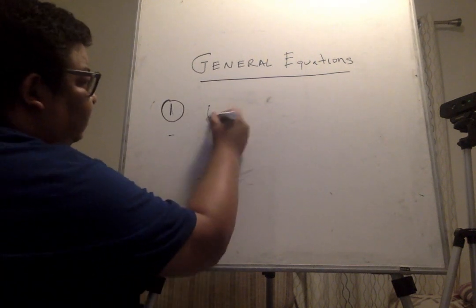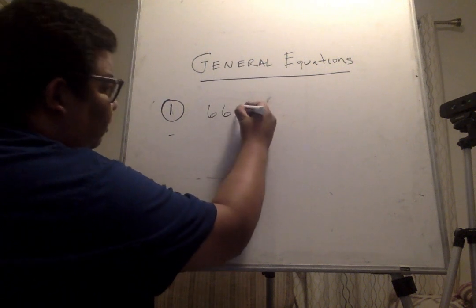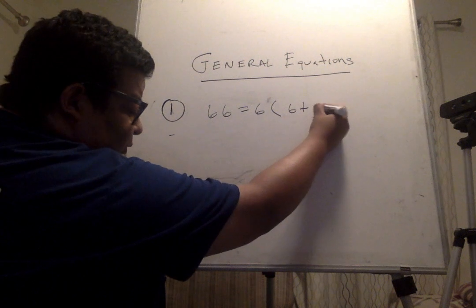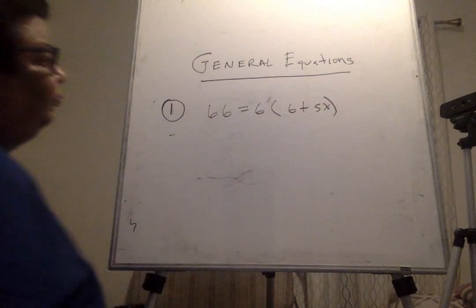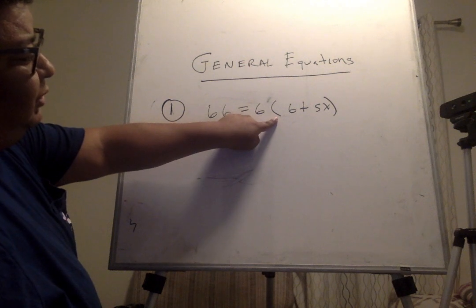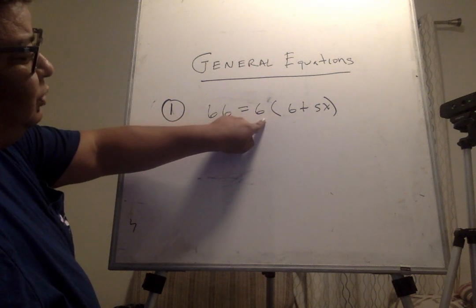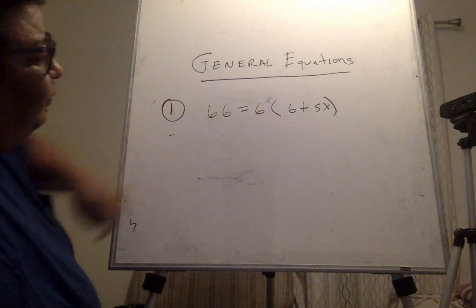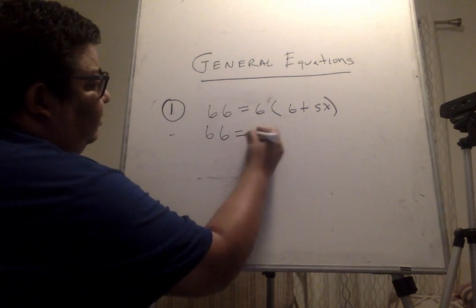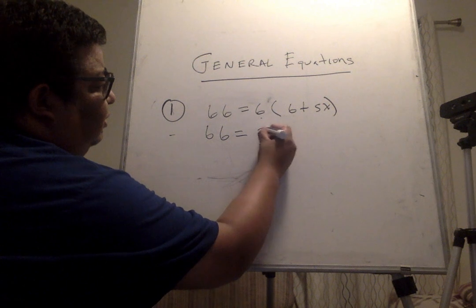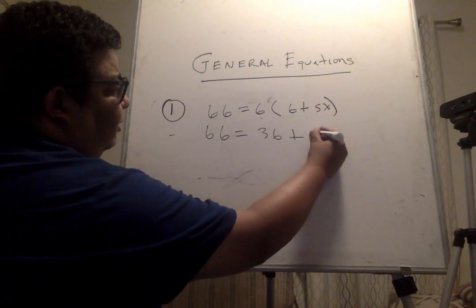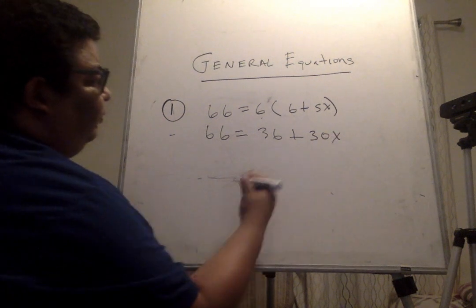Problem number 1 says that 66 equals 6 (6 plus 5x). What this parenthesis is telling us is that we need to distribute the 6 over the sum. So the way to do this is like this: 6 times 6 equals 36, plus 6 times 5x equals 30x.